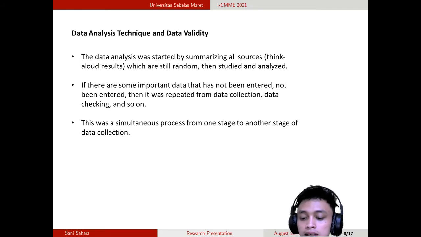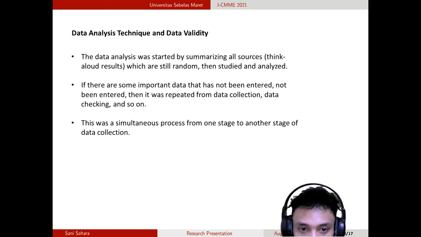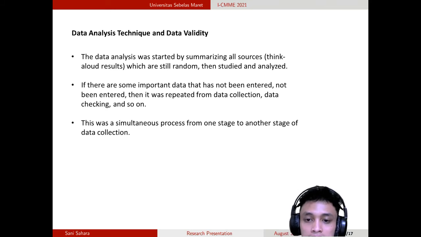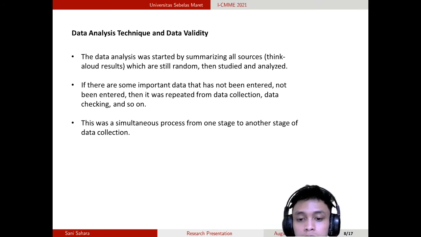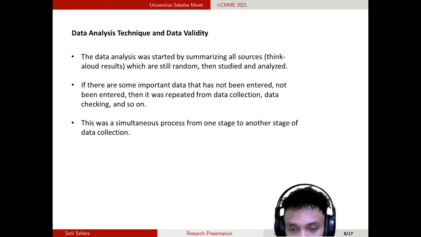Next is data analysis technique and data validity. The data analysis started by summarizing all sources. The think-aloud results, which were still random, were then studied and analyzed. If there was some important data that had not been entered, then it was prepared from the data collection, data checking, and so on. This was a simultaneous process from one step to another step of data collection.